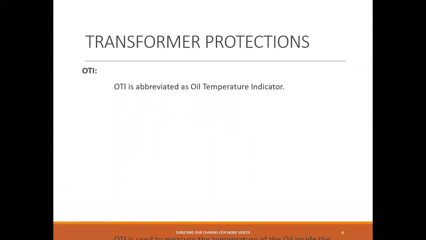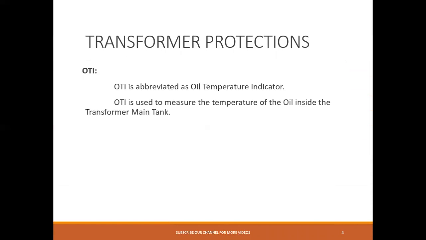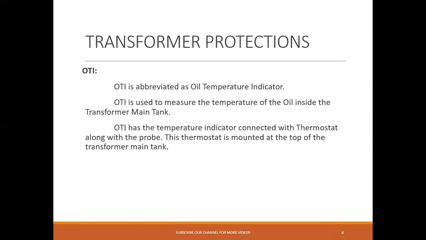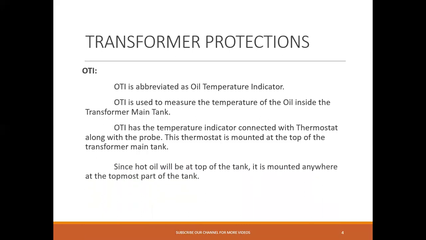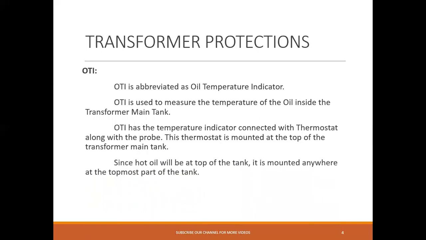In transformer protection, the first point is OTI. OTI is abbreviated from oil temperature indicator. The OTI is used to measure the temperature of the oil inside the transformer main tank. The oil temperature indicator has a temperature indicator connected with a thermostat along with a probe. This thermostat is mounted at the top of the transformer main tank. Since hot oil will be at the top of the tank, it is mounted at the topmost part of the tank.